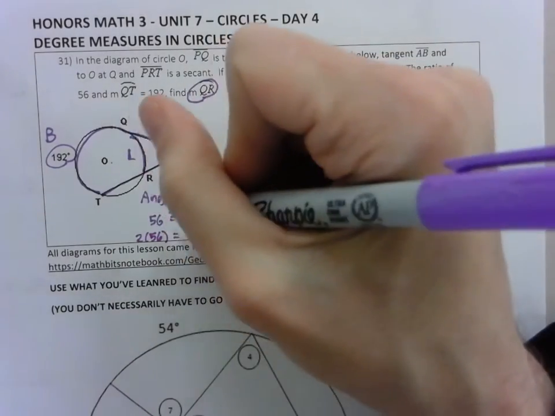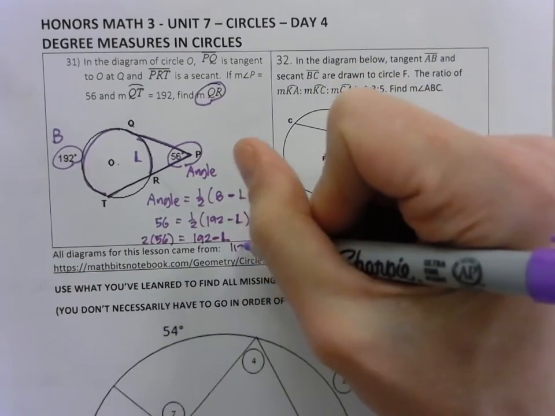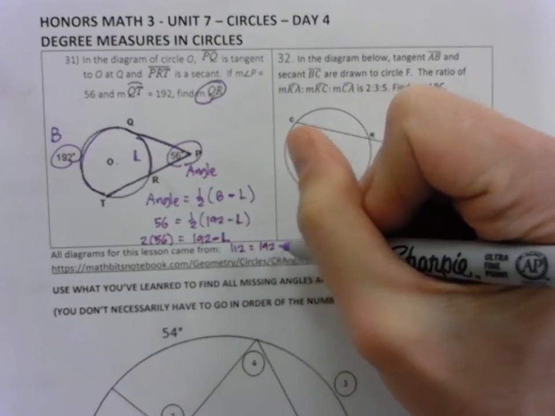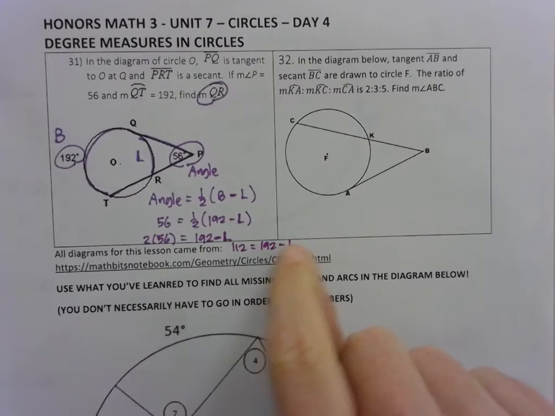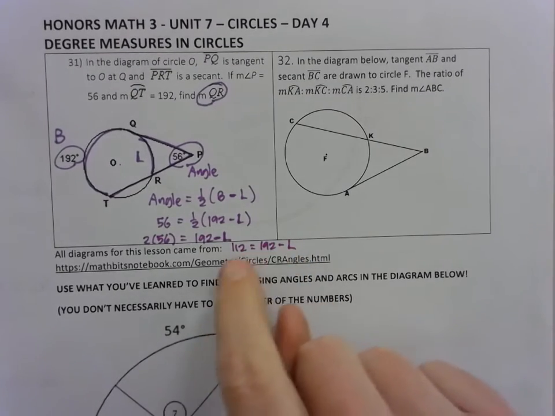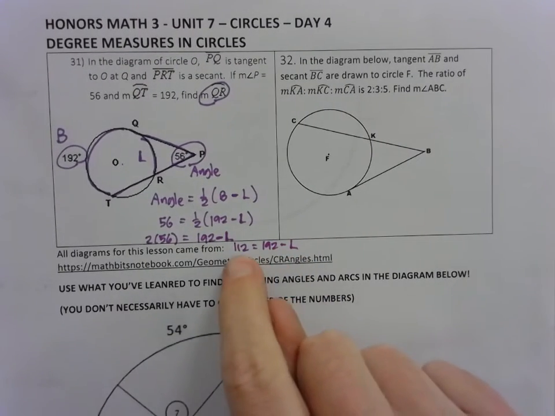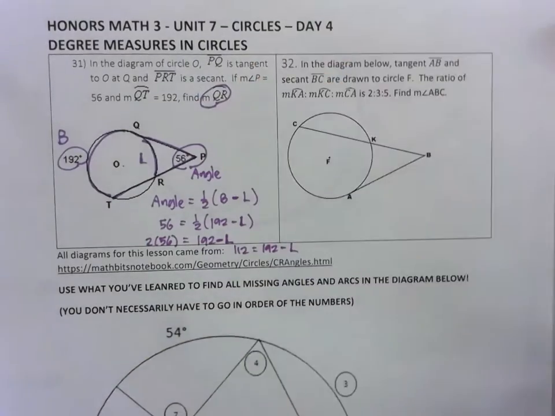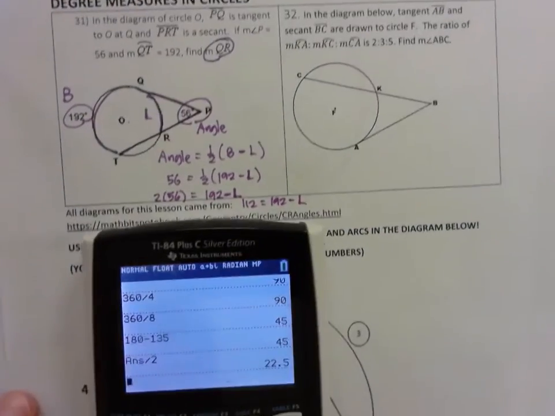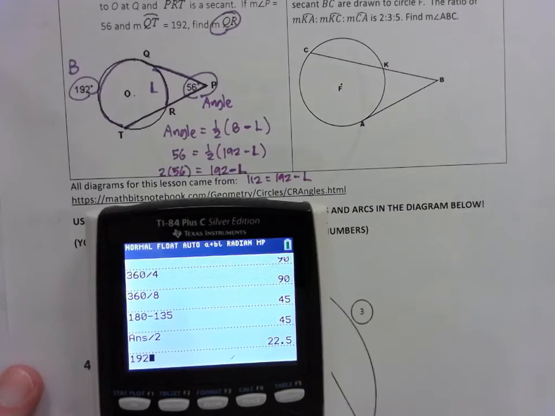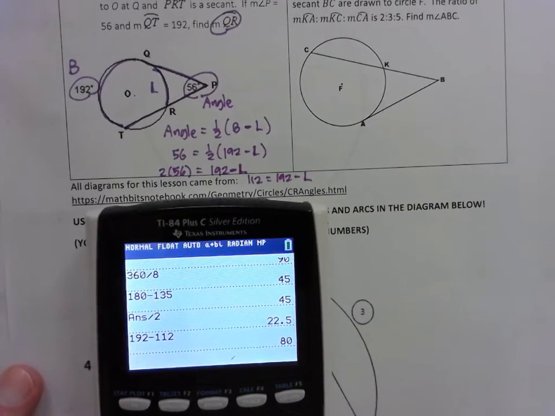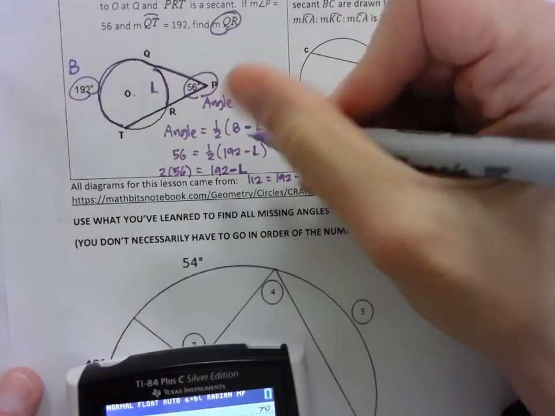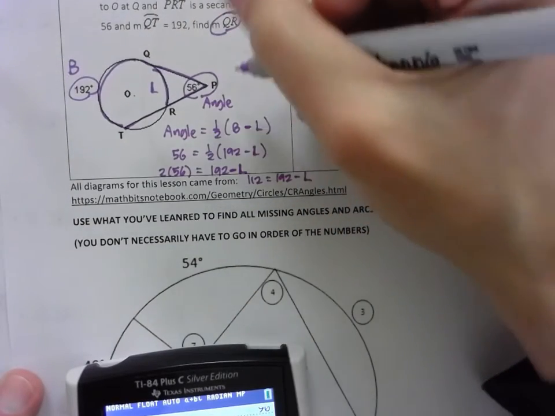Let's take this down here. And if I want to figure out L, I can just subtract these two. It's not going to be negative, so just do 192 minus 112, and that'll be your answer. And L is going to be 80 degrees. So arc QR is 80 degrees.